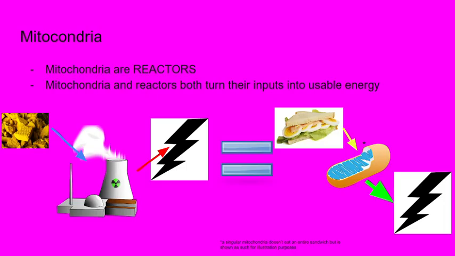Next up, we have mitochondria. Mitochondria are reactors. Both the mitochondria and reactors turn their inputs into usable energy. So here, the nuclear reactor is turning uranium into energy. And also we have mitochondria turning a sandwich into usable energy. Please note this is incredibly simplified and is made this way for analogy purposes.